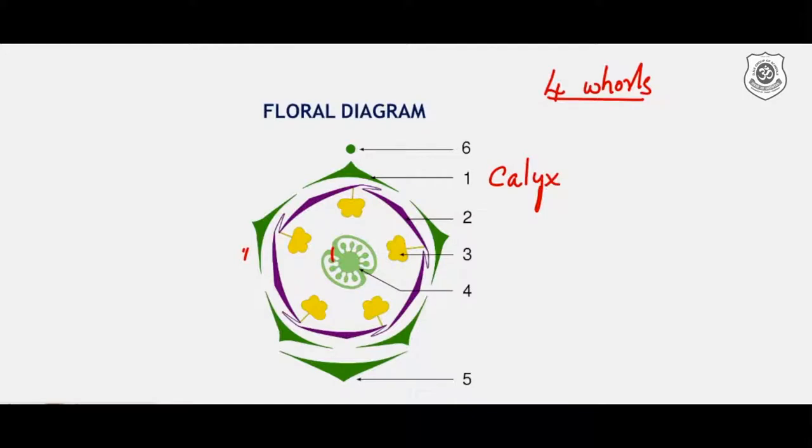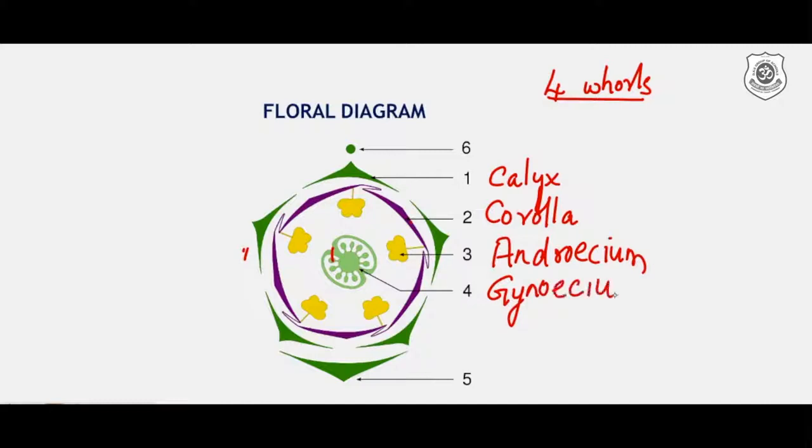The next whorl of the flower, we call it corolla, just introducing the technical terms. The third whorl of the flower, the yellow colored one, we shall use the word androecium. So this is the male part of the flower, androecium. And the innermost whorl, let me call it gynoecium. So these are the 4 different whorls of the flower.